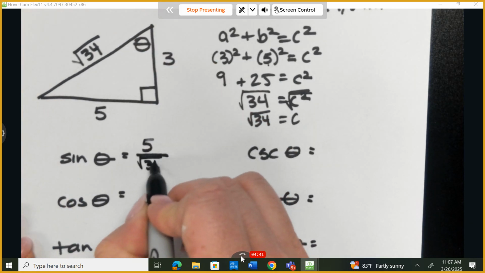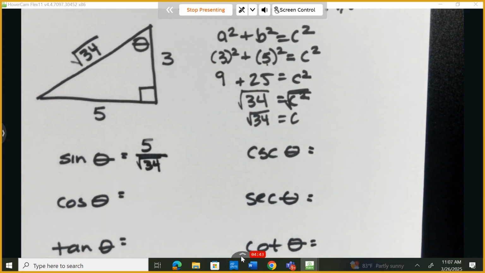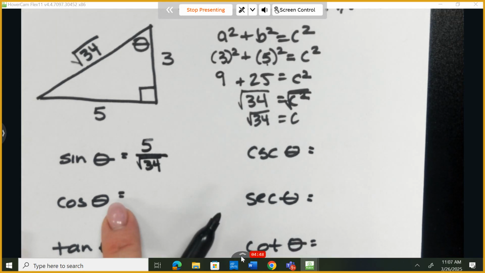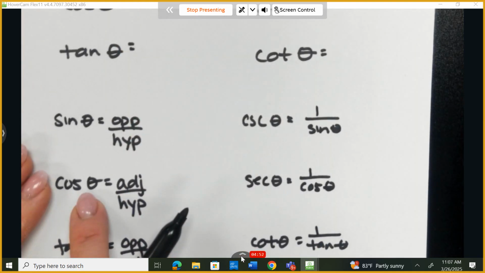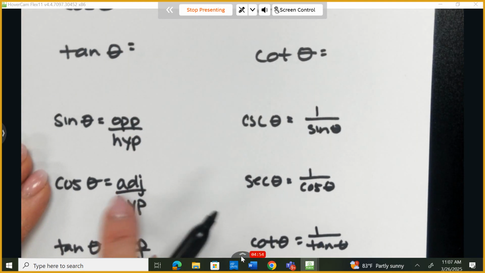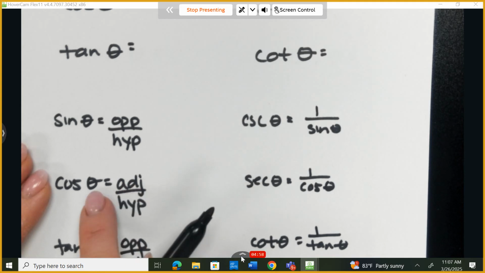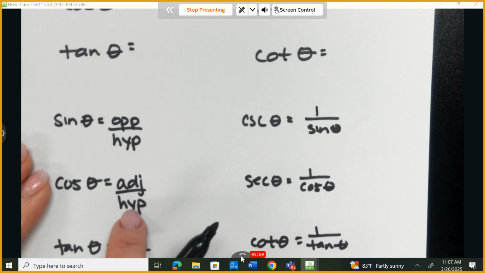Now we're going to come back to this later on. Mathematically it's not wrong, but it's not proper. We're going to come back to it later. Cosine, we're just going to follow the directions. So here's cosine. Cosine says we're going to make a ratio, a fraction, and the top number is going to be adjacent to this angle. The bottom number is going to be the hypotenuse.